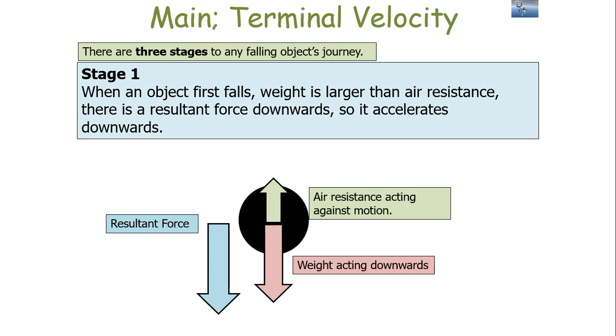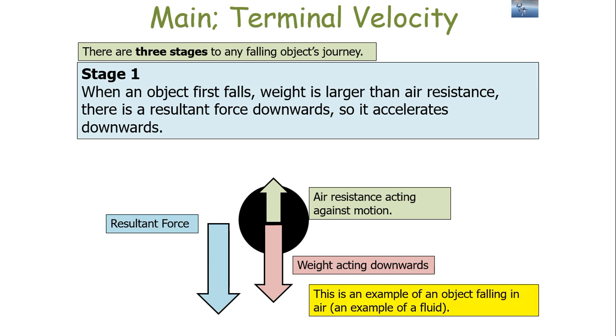Now when an object first falls, the weight is larger than air resistance. This means there's a resultant force downwards, so we have an acceleration downwards. Now the example we're going to look at in this lesson is of an object falling in air, which is an example of a fluid. Any gas or any liquid is a fluid. Now the physics discussed here is also true when an object falls in any fluid, so oil or water. Okay, any particular fluid this physics works for.